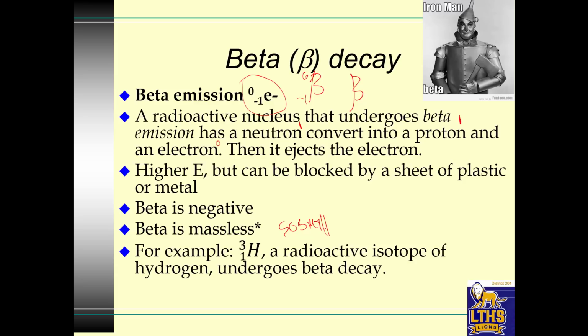For example, hydrogen-3, a radioactive isotope of hydrogen, undergoes beta decay. So I'm going to have 3, 1 hydrogen undergoes beta decay. This is beta, right? So the mass is going to stay the same, 3.